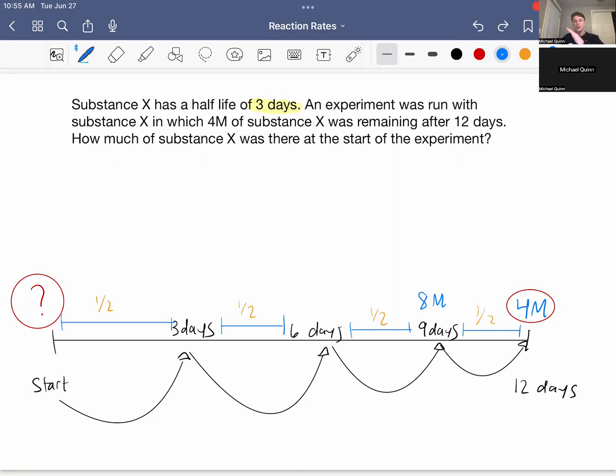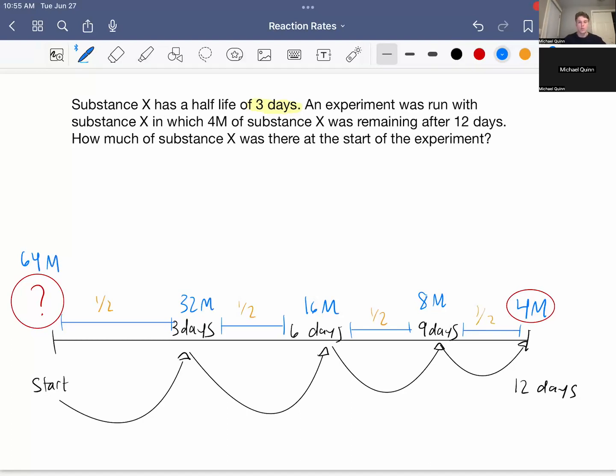So it's almost like working backwards where now we have to double it. So we know at 6 days, from 6 days to 9 days, 3 more days went by. So we will see 16 molar at day 6. Then what we can see at day 3, this would be 32 molar. And then at the start of this experiment, that means that we must have had 64 molar.